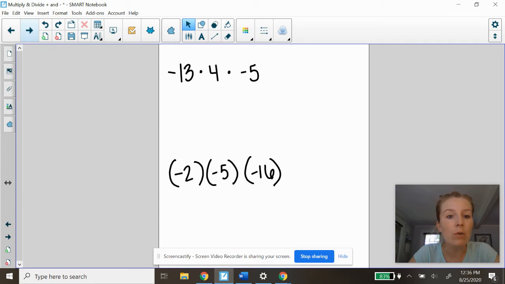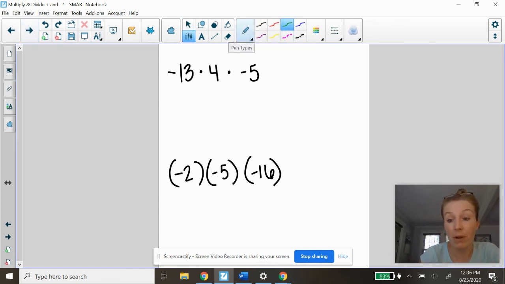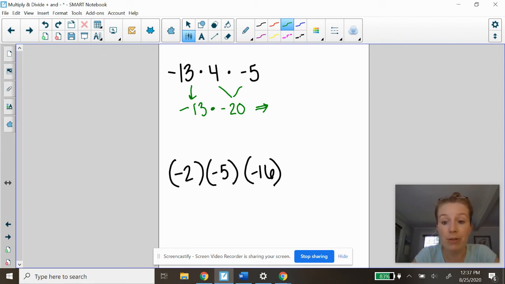So what I can do here is I'm going to use this little bit of commutative property trick to help me solve these. And first, I'm going to focus on what do I know and what do I feel really comfortable multiplying. Well, I feel really good about multiplying 4 times -5. I know that that's going to be -20. So then I'm going to bring down my -13, and now all of a sudden I'm back to just multiplying two numbers. Well, I know that negative times a negative is going to result in a positive answer. So now I have to think about my 13 times 20. Well, I know that 13 times 2 is 26, but if I'm multiplying 13 times 20, it's going to be 260.